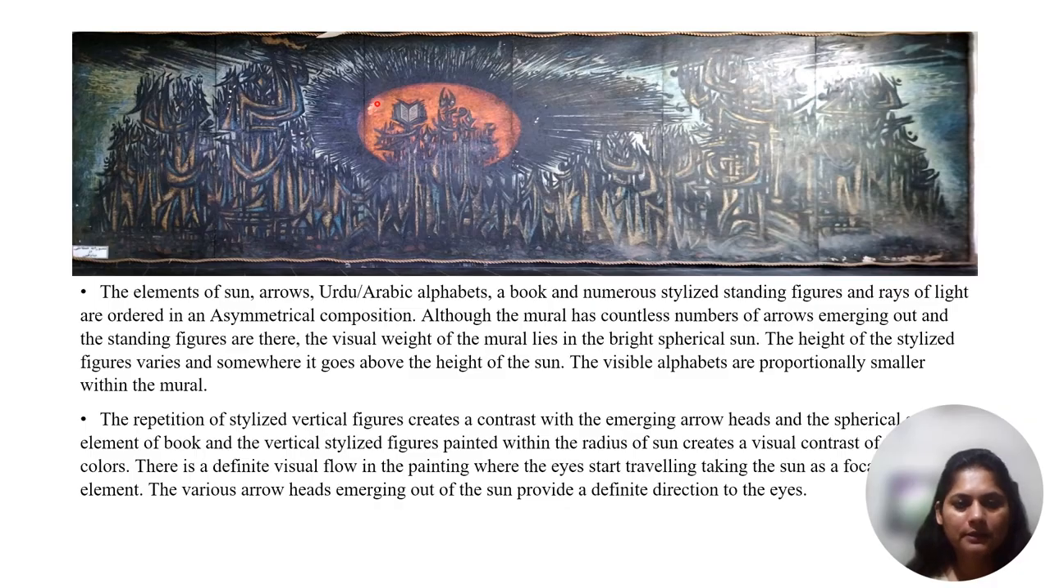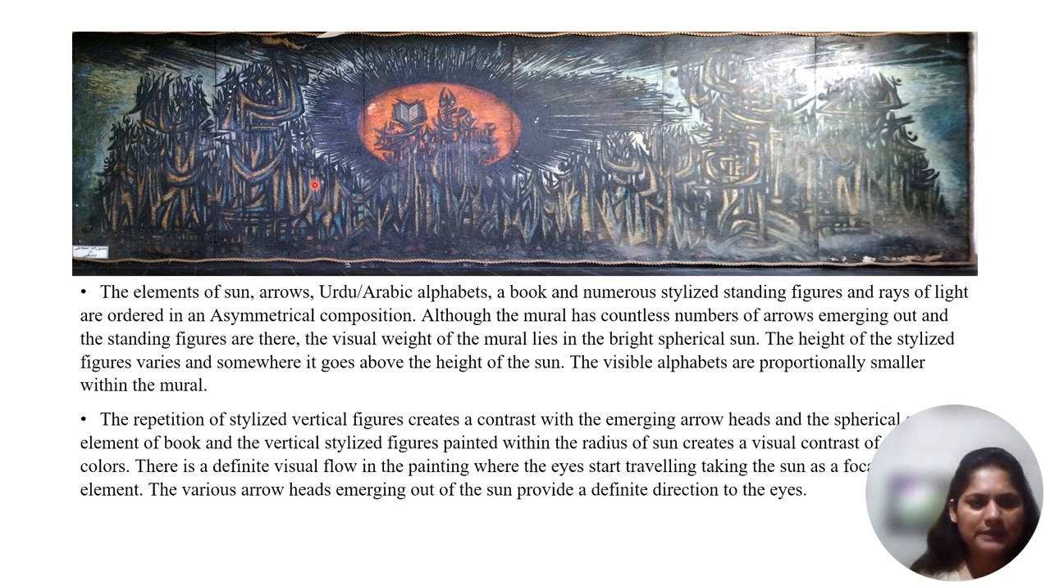As you can see, the elements of sun, arrowheads, Urdu Arabic alphabets, a book, and numerous stylized vertical or standing figures, and the rays of light are ordered in an asymmetrical composition. Although the mural has countless arrows emerging out, and the standing figures are there as well, the visual weight of the mural lies in the bright spherical sun. The height of the stylized figures varies, and somewhere it goes above the height of the sun. The visible alphabets are proportionally smaller within the mural.